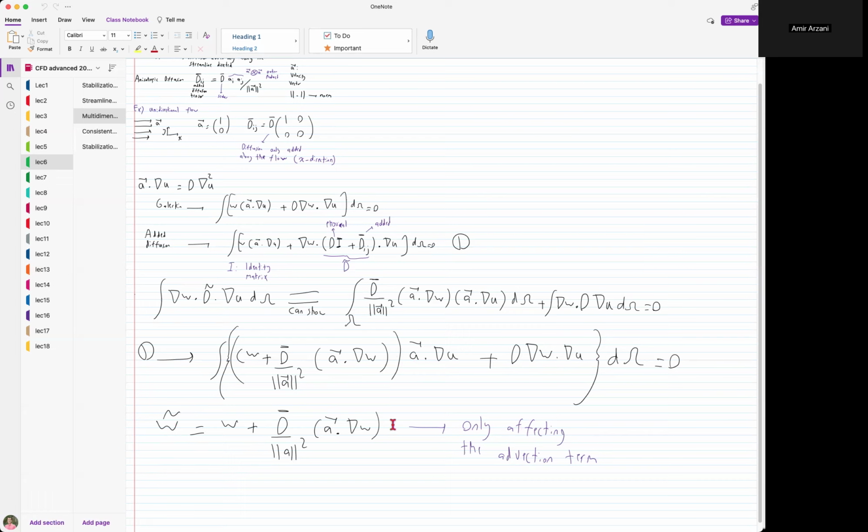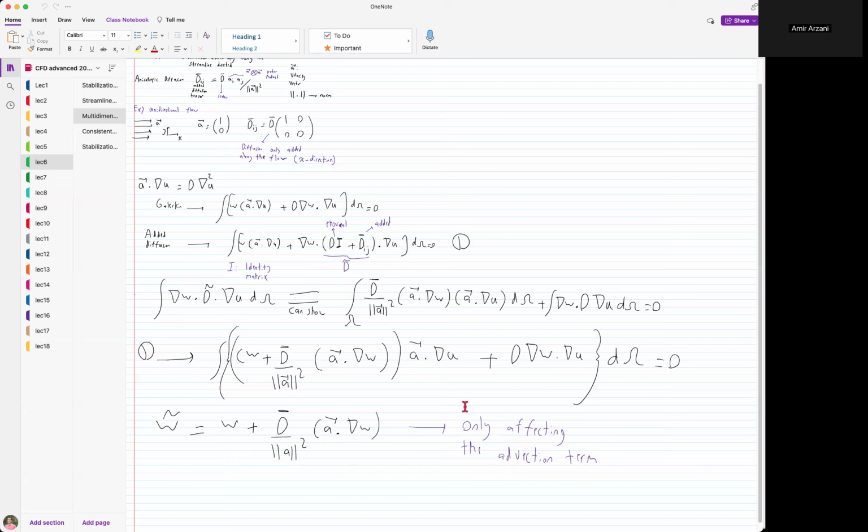Okay, and this is the modified weight function for my advection term, which is the old weight function plus this extra term: d bar, my free parameter that controls how much artificial diffusion I'm adding, my normalization of velocity, and then A dot grad W, another advection type term, but now applied to my weight function.